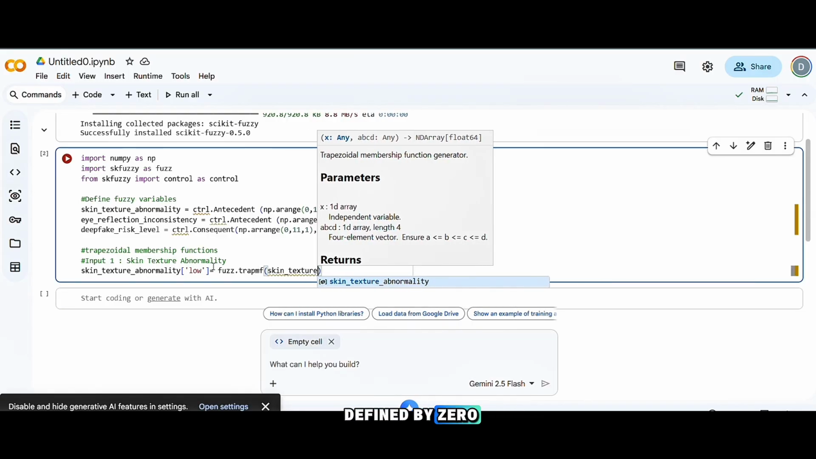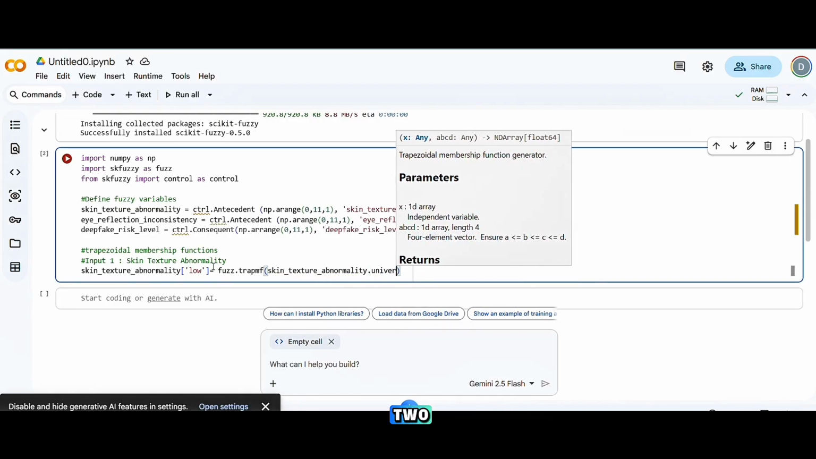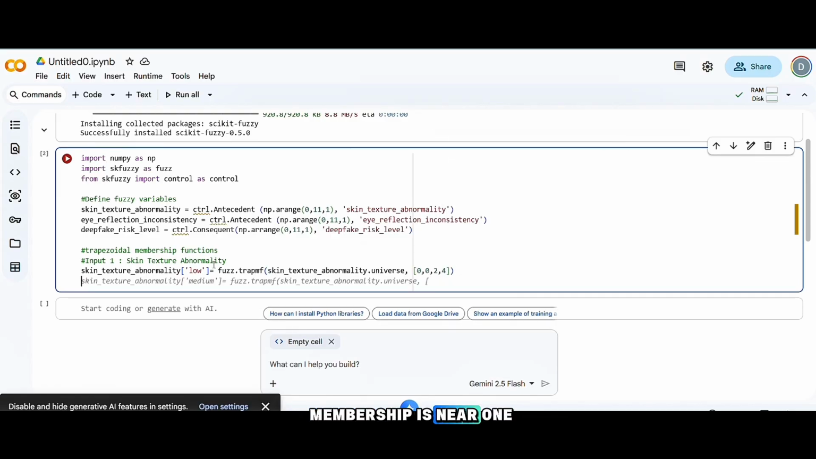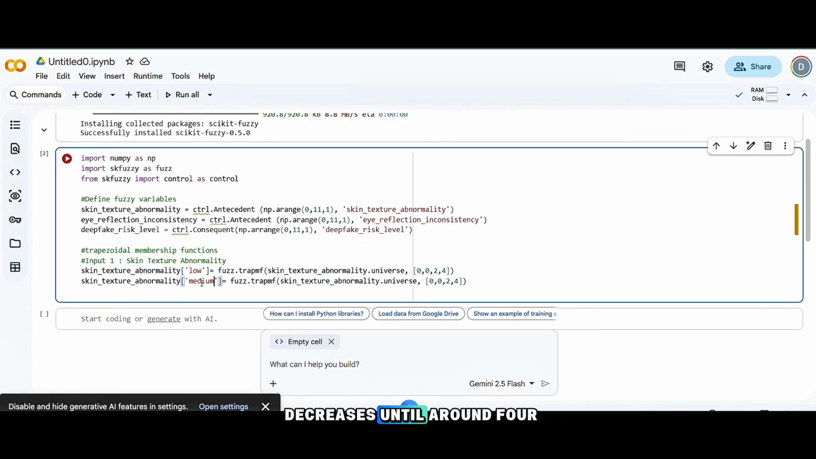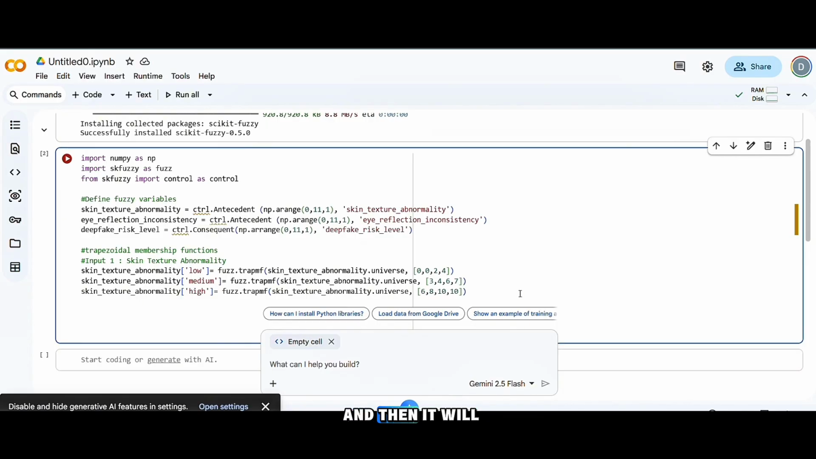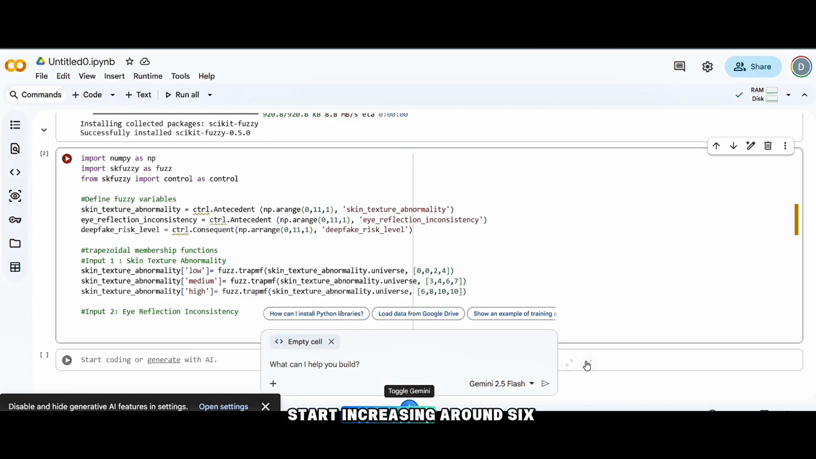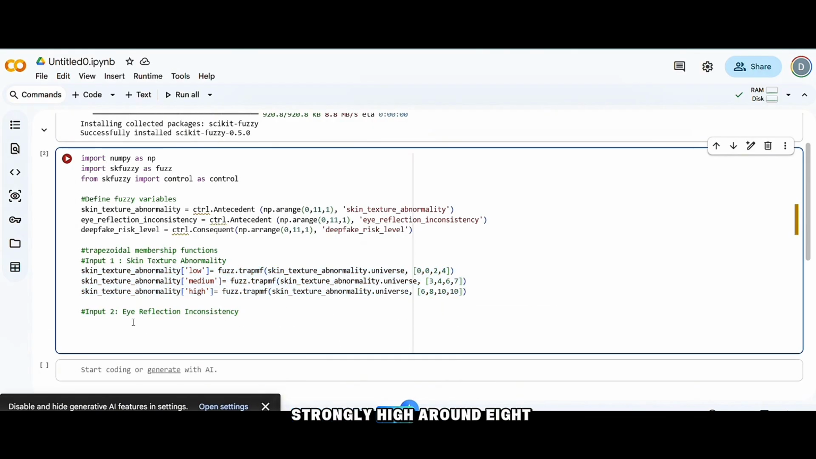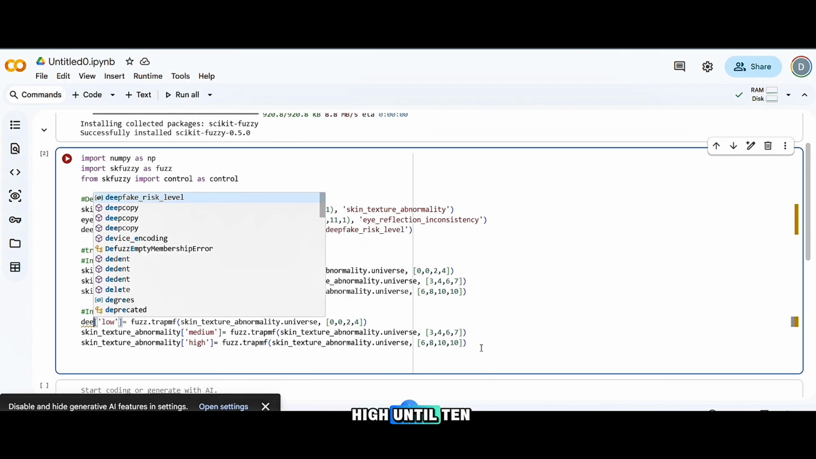Low is defined by 0, 0, 2, 4. That means from 0 to 2, it is strongly low, with membership near 1, and then it gradually decreases until around 4. For medium, it is 3, 4, 6, 7. So medium starts rising around 3, becomes fully medium between 4 and 6, and then drops after 6 until around 7. And lastly, high is 6, 8, 10, 10. High starts increasing around 6, becomes strongly high around 8, and stays high until 10.